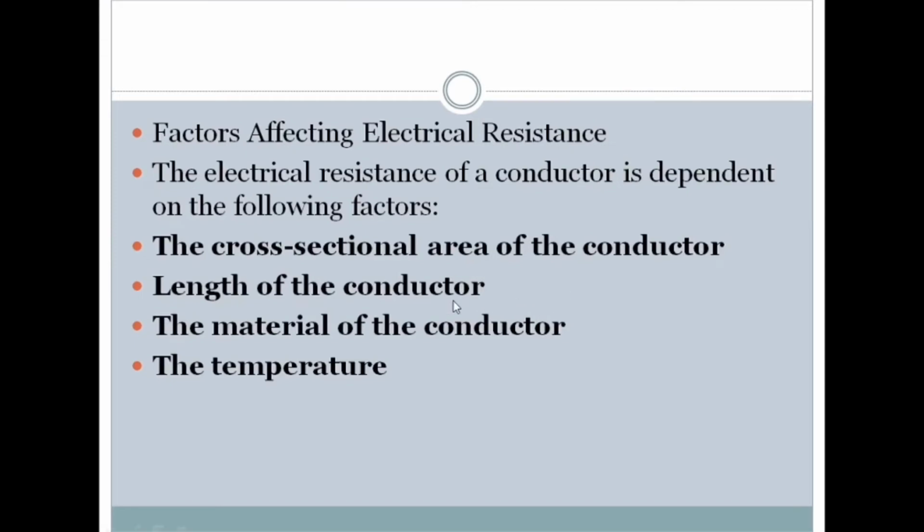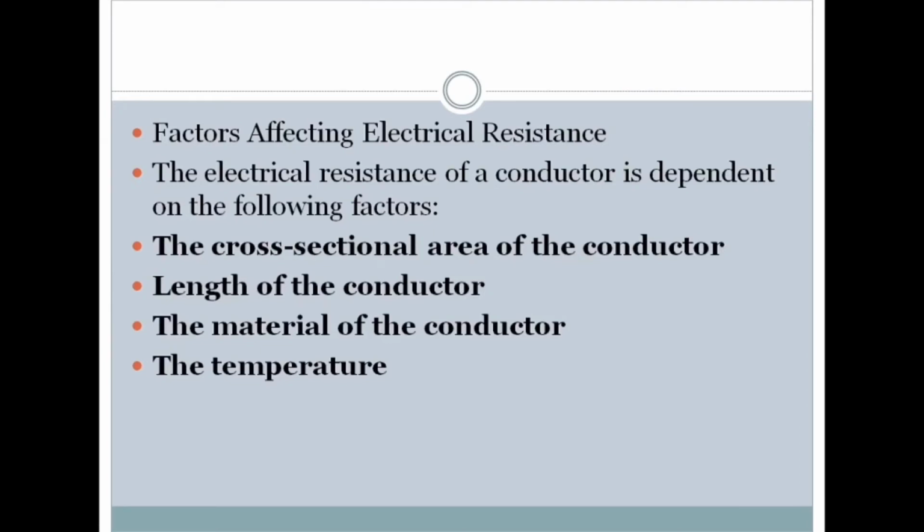The second one is the length of the conductor. In a long conductor, the number of collisions of free electrons with the positive ions will be more as compared to a shorter one. Therefore, a longer conductor offers more resistance. That is, R is directly proportional to L. The third one is the material of the conductor. Some conductors offer less resistance, some offer more resistance due to the arrangement of fixed positive ions in them and the number of free electrons.